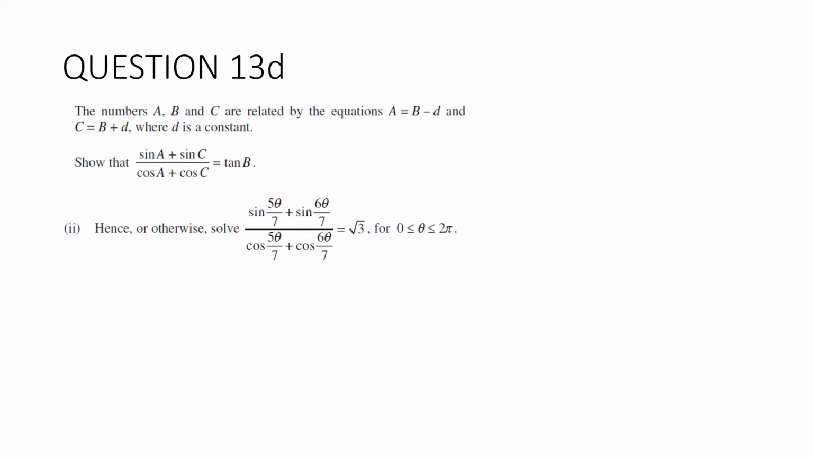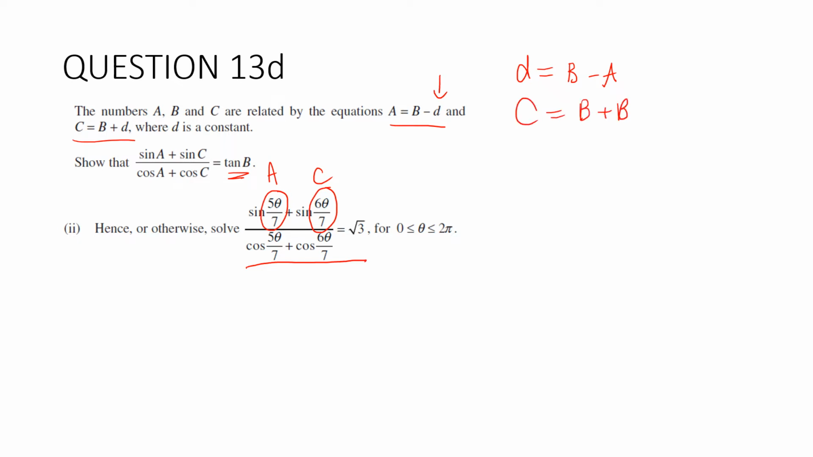Part 2, hence or otherwise solve this awful looking thing. So in this case 5 theta on 7 will be a and 6 theta on 7 will be c. And we want to turn it into tan b. But we've got this d, which is annoying, so we need to get rid of it. Make d the subject. That is b take away a, and substituting into this one, c must equal b plus b take away a, which is 2b take away a. Making b the subject, 2b is equal to a plus c. b is equal to a plus c over 2.